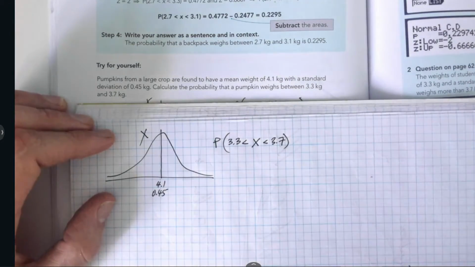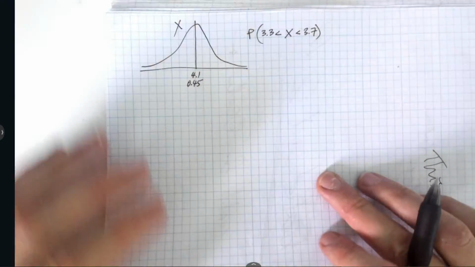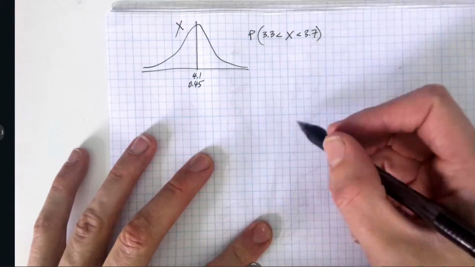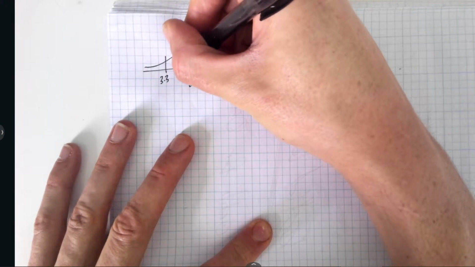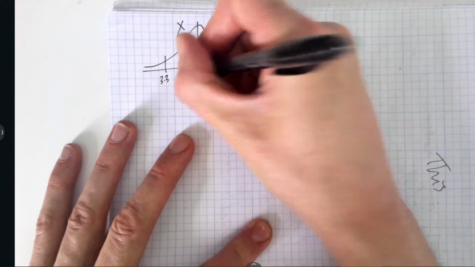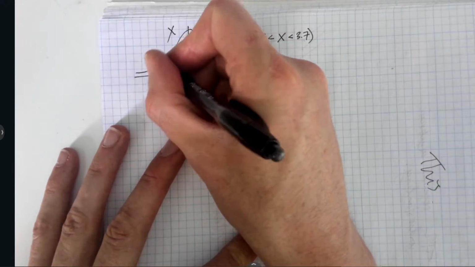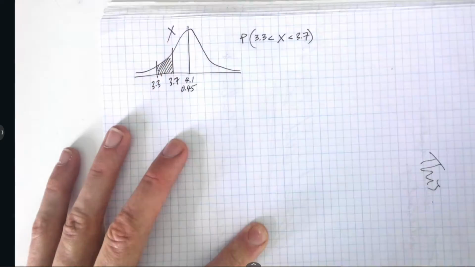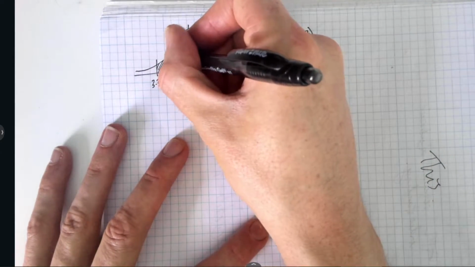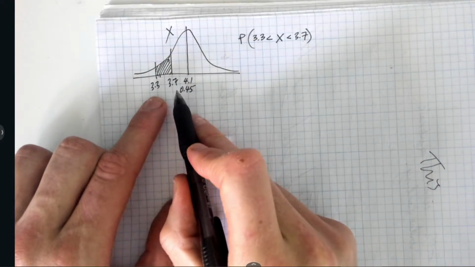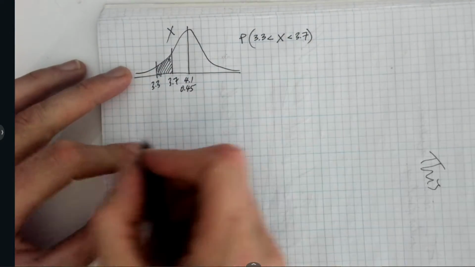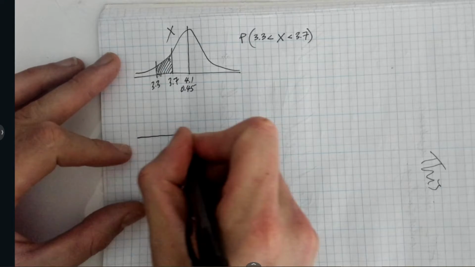So I don't really need to have my book anymore. Now, we're looking between here, 3.3, and here, 3.7. We want to find all of the pumpkins in this area. What is the probability that a pumpkin is in this area, between 3.3 and 3.7?